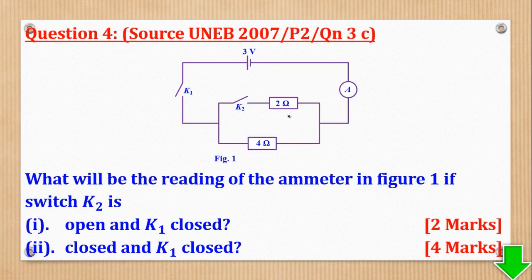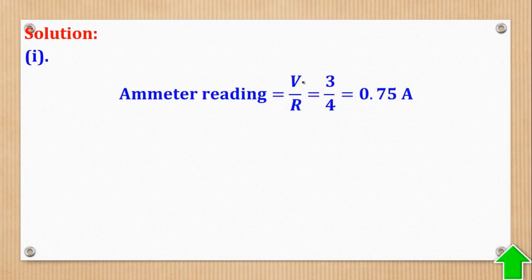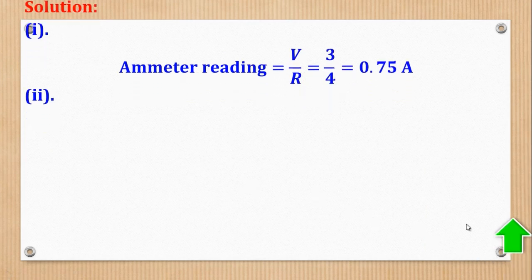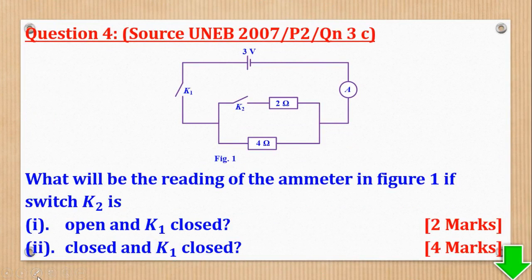So let's first do that. So ammeter reading will be V over R. V is that, R is that, to give you 0.75. For Roman 2, when both are closed, when this is closed and this is closed, it implies that this is now in the circuit.